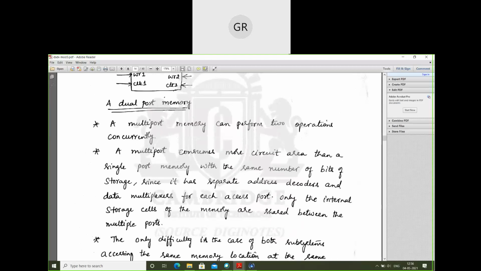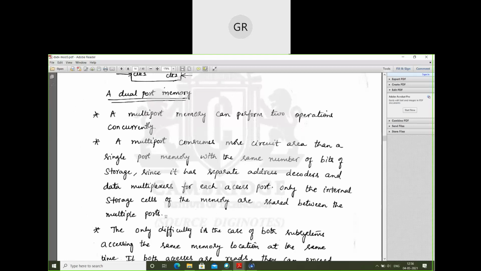A multi-port memory consumes more circuit area than a single port memory with the same number of bits of storage, since it has separate address decoders and data multiplexers for each access port. Only the internal storage cells of the memory are shared between the multiple ports. Because of the multiple ports, the area of the circuit becomes more.